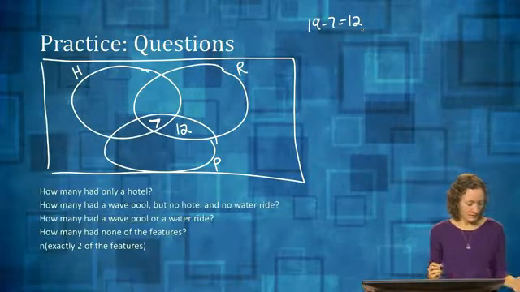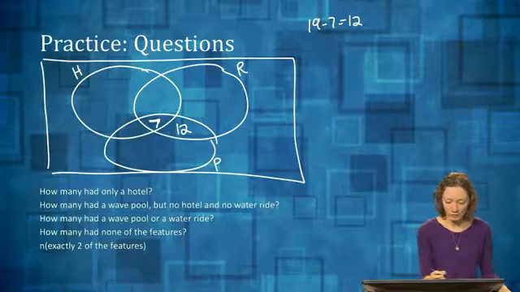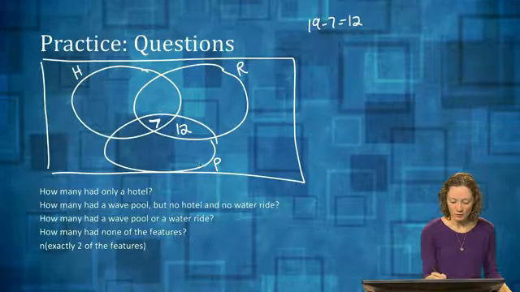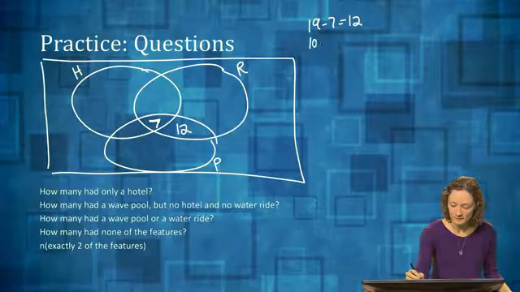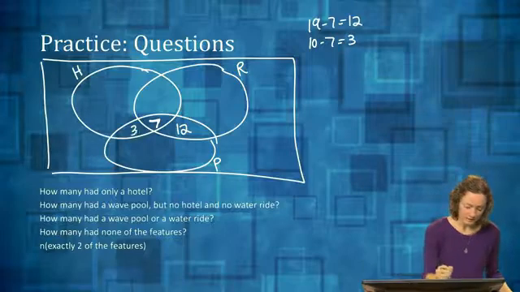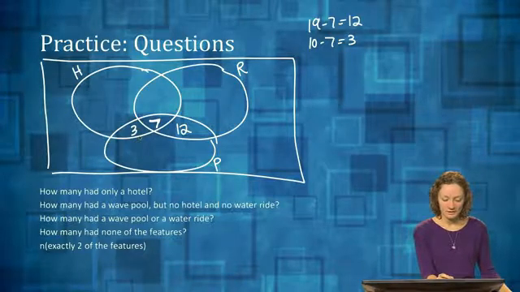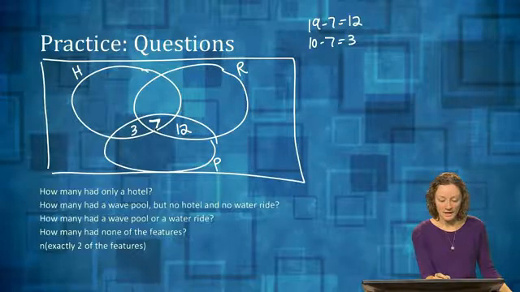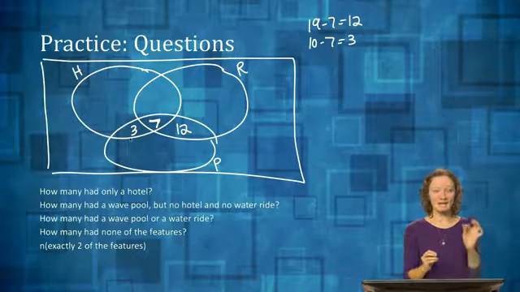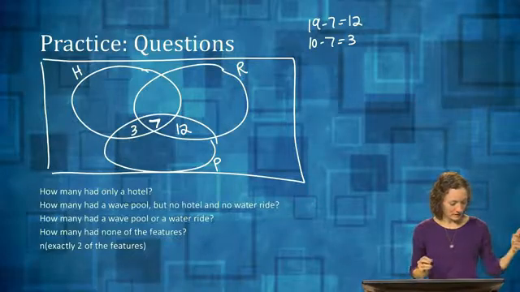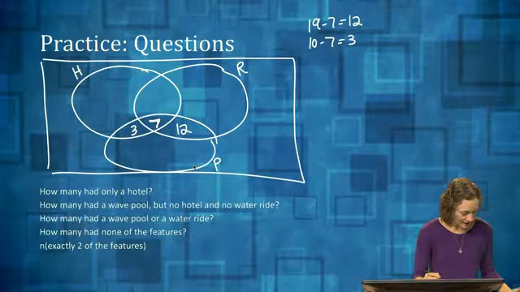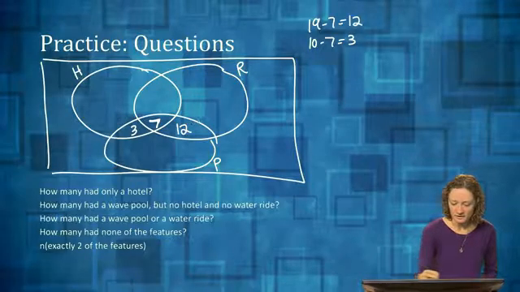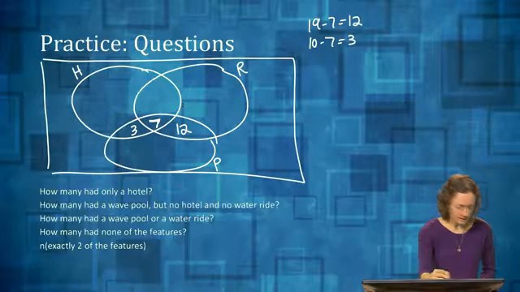Okay, let's work our way up. Then 10 had a hotel on site and a wave pool. So here's hotel, here's wave pool. There are 10 in this overlap. 7 are already accounted for. So we subtract and we get 3 in this little region. So of the 10, 7 had water rides, 3 did not. But it's still 10 that had hotel and wave pool. Okay, next piece of information moving up. 13 had a hotel on site and water ride. My mistake. So here's hotel, here's water ride. There are 13 inside this overlap.